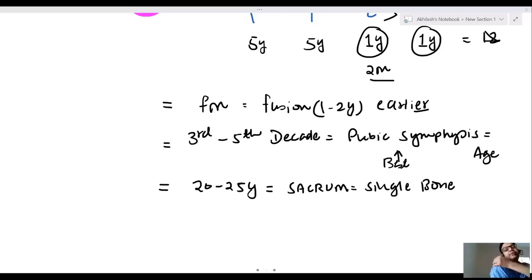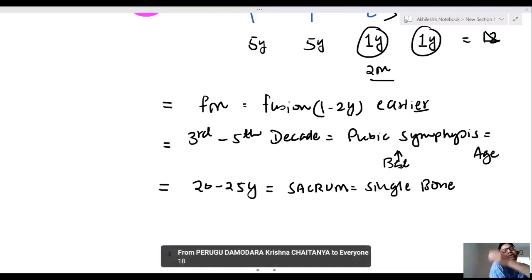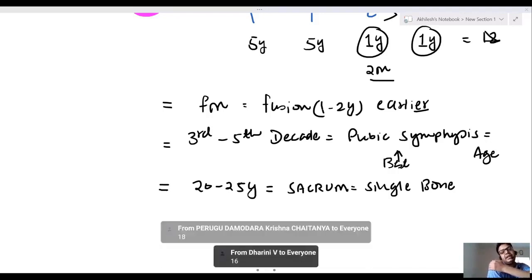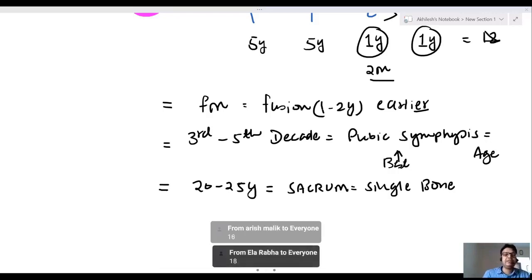Upper end of femur fuses at what age? Upper end of femur, you can see rule 18, 16, 18. For upper limb, we'll start with 18. Lower limb will start with 16.